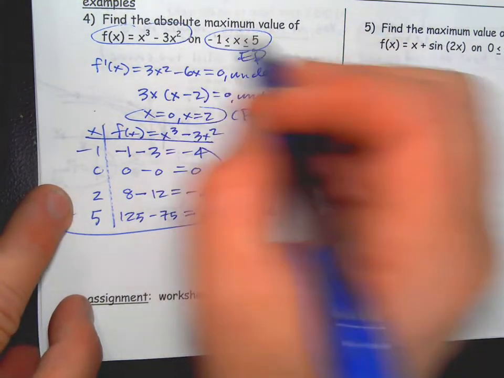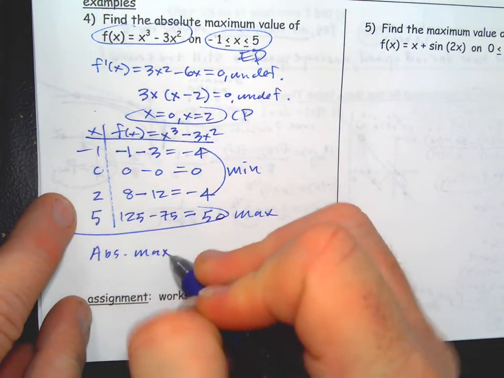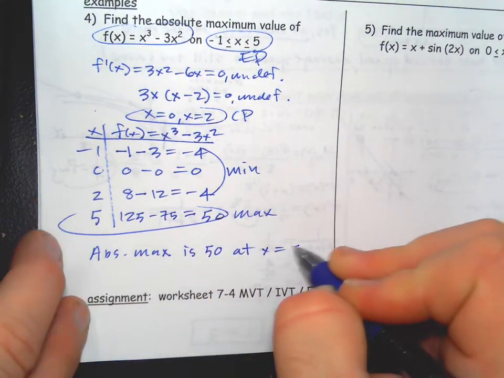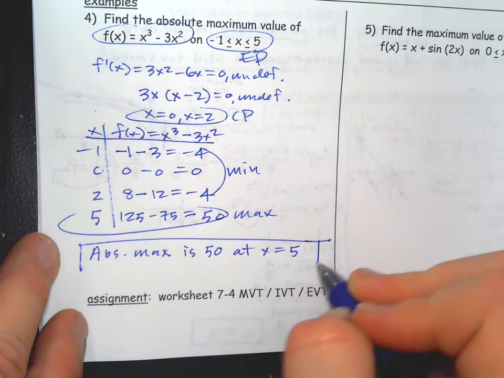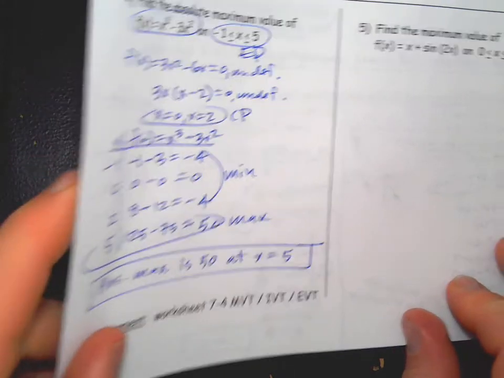Now, make sure you answer the question they're asking you. The absolute max is 50 at x equals 5. I always answer absolute max/mins with at least this: what is the max/min value? Where does it happen? Because sometimes they ask you for where it happens. Sometimes they ask you for what it is. Now, I'm not looking for full-blown justification here, like you do on free response problems.